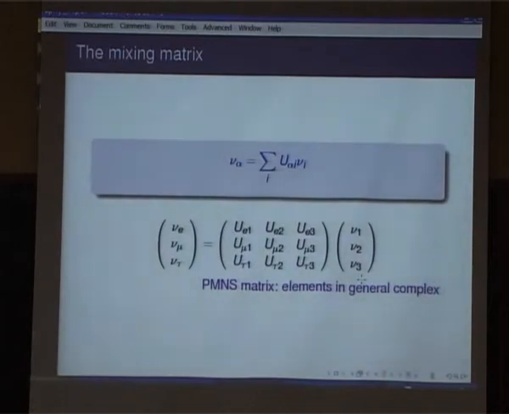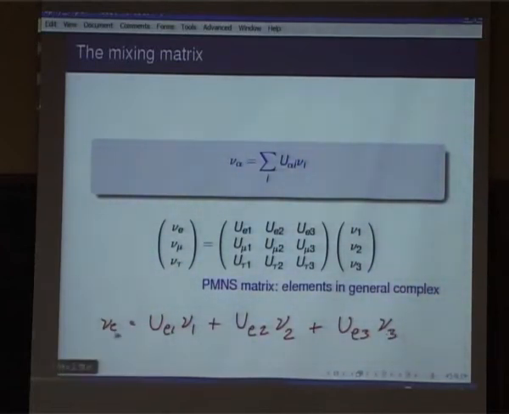However, in general, this can be complex, because no one tells you that there should be real combinations of U1 and U2. So let's start by assuming that these elements are complex. I will call them simply U e1, U e2, U e3, which basically would mean that if I want to write nu e, it will be U e1 times nu 1 plus U e2 times nu 2 plus U e3 times nu 3. This element just tells you what fraction of nu e is in nu 1, nu 2, and nu 3.